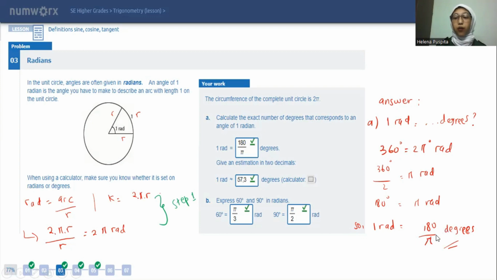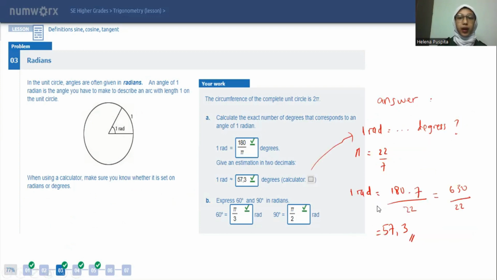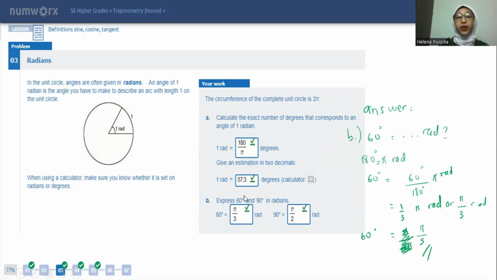180 degrees over π. And then π equals 22 over 7. 1 radian equals 180 times 7 over 22 equals 1260 over 22 equals 57.27, or 57.3 degrees. B. Express 60 degrees and 90 degrees in radians.